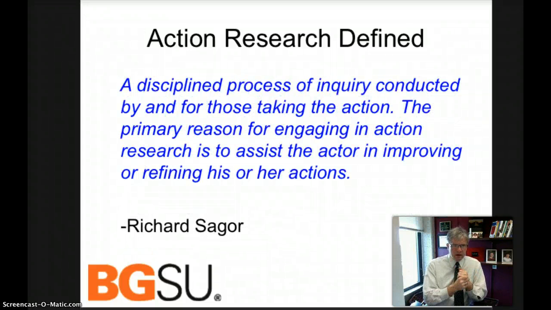Another definition from Sagor: a disciplined process of inquiry conducted by and for those taking the action. The primary reason for engaging in action research is to assist the actor in improving and refining his or her actions. So it's this systematic way of evaluating and examining your practice or the school's practice. That's what action research is all about, and that's what we try to achieve.